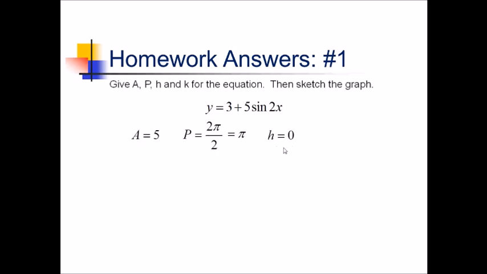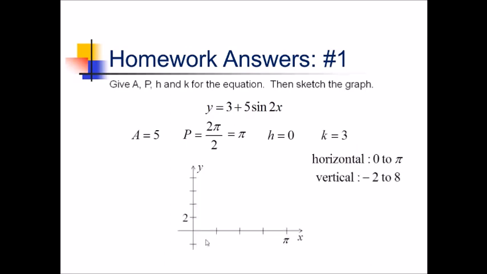And now the k value, usually it's written over here, but this time they put it in the beginning. It's this constant that's outside your trig function. So 3 is our k value. Horizontally, we're going from the h value 0 to 0 plus the period of pi, so 0 to pi. Vertically, we're going from 3 minus 5 to 3 plus 5, so negative 2 to positive 8.